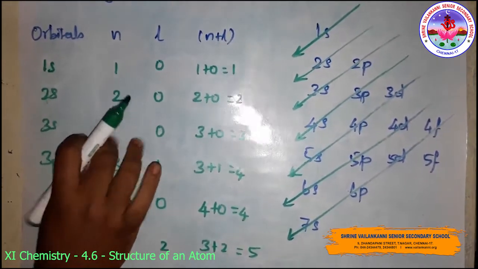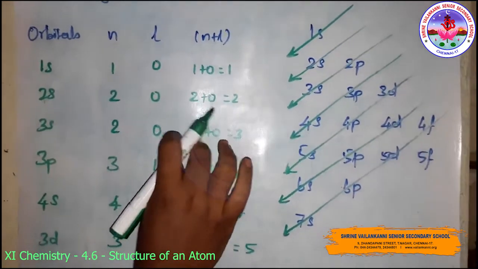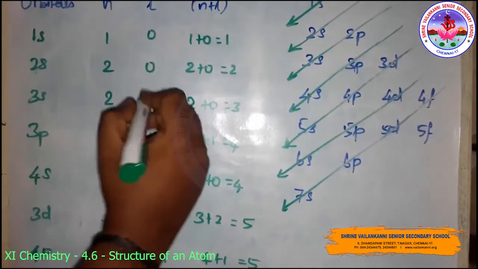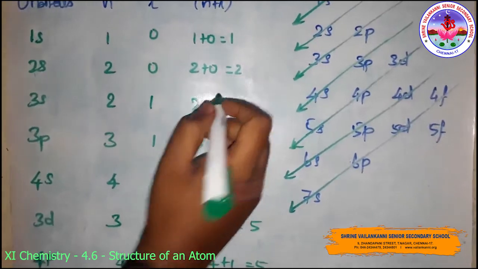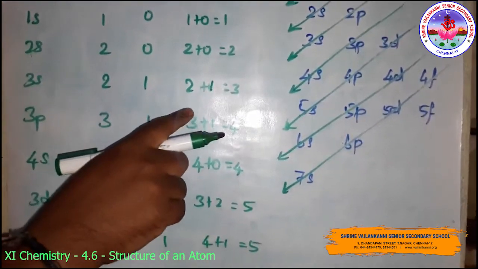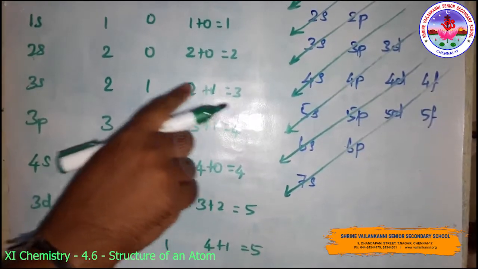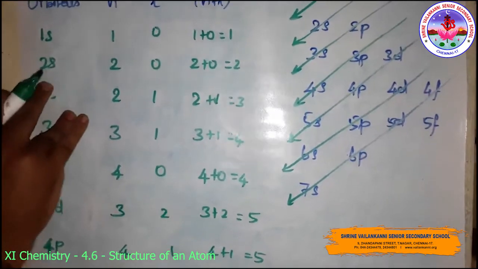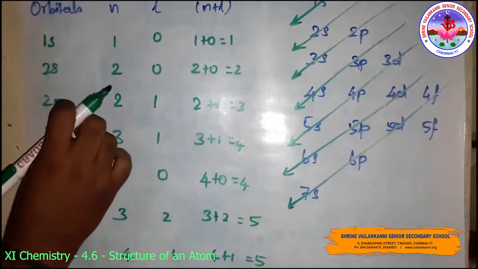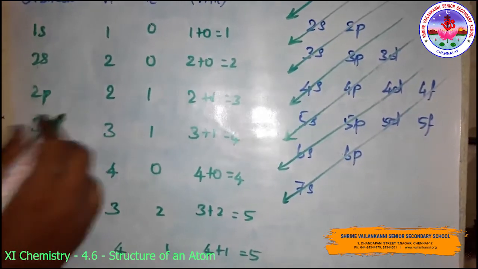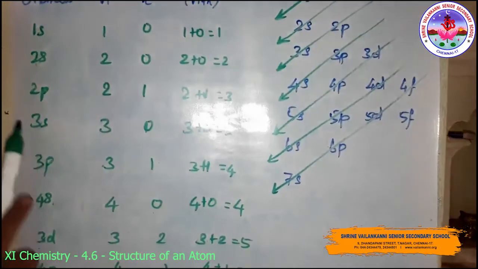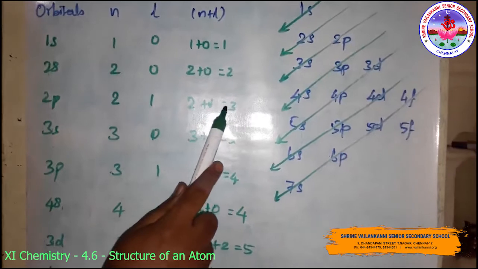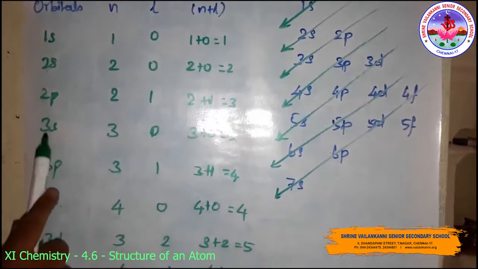For 2p, n is equal to 2, not 3, and l is equal to 1. So it will become 3. So here the 2p, where n is equal to 2, has lower energy than the 3s. This is 2p, not 3s. So 2p is n equal to 2, l equal to 1, 2 plus 1 is equal to 3. That means 2p has lower energy than the 3s.